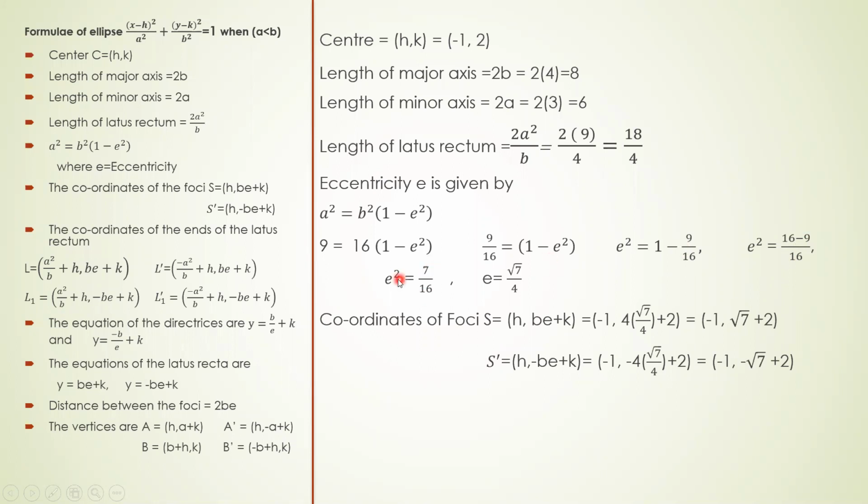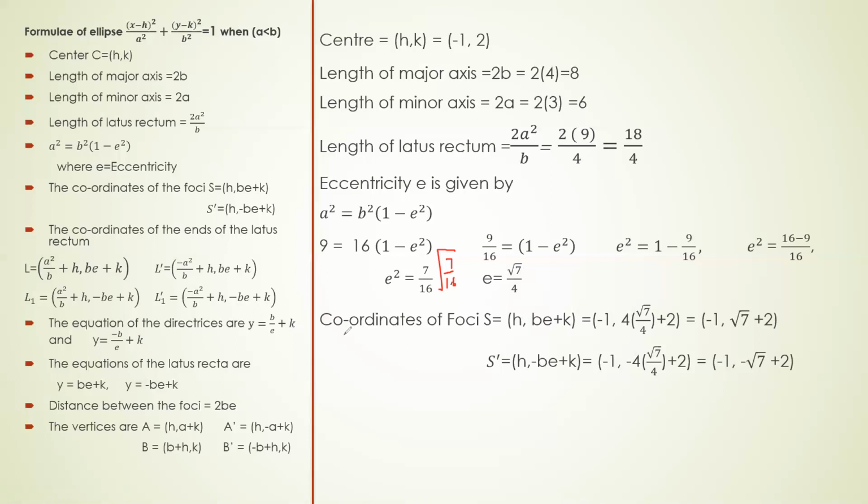Square is there, so we have to take it to the other side. It will become square root. So here it will become square root of 7 by 16. The square root of 7, let us keep it as square root 7, whereas the square root of 16 is 4. So the eccentricity is root 7 divided by 4.